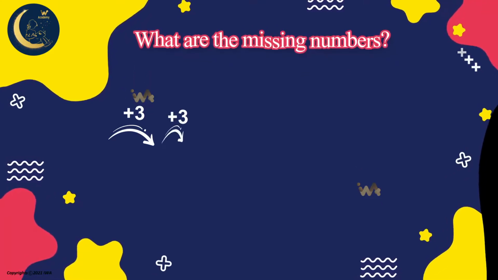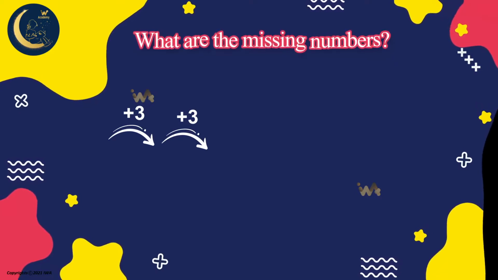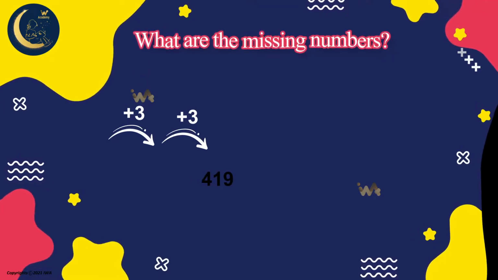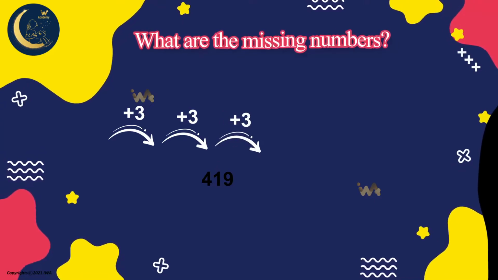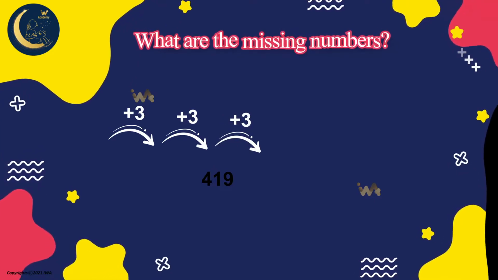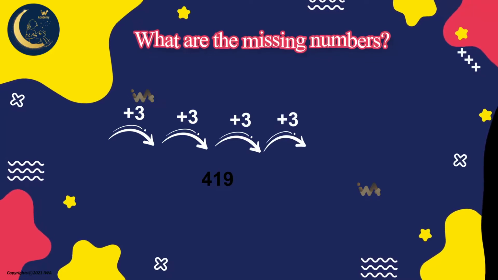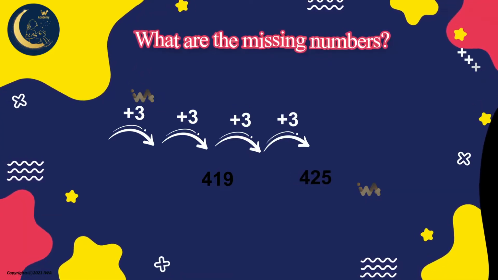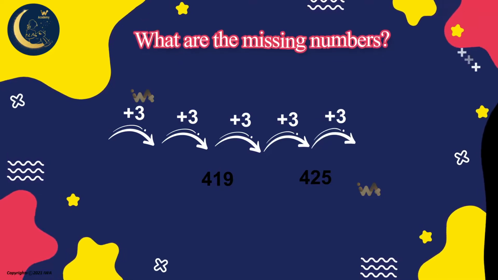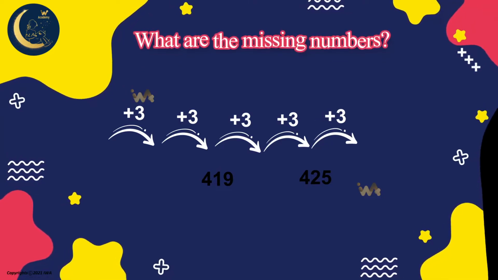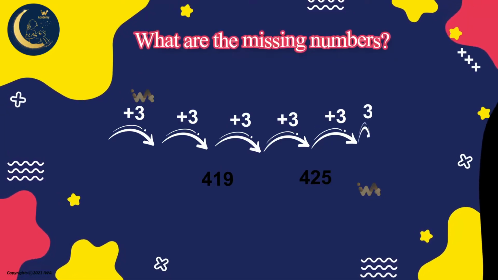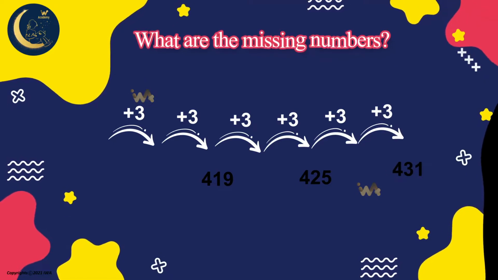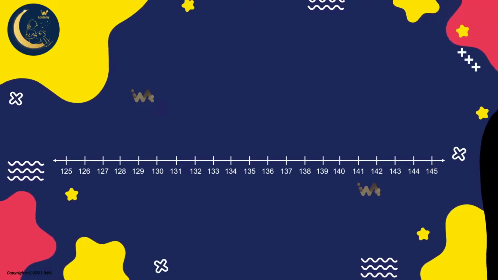416. If we add 3 units, it becomes 419. If we add 3 units again, it becomes 422. If we add 3 more, it becomes 425. If we add 3 units, we have 428. If we add 3 more, we have 431.